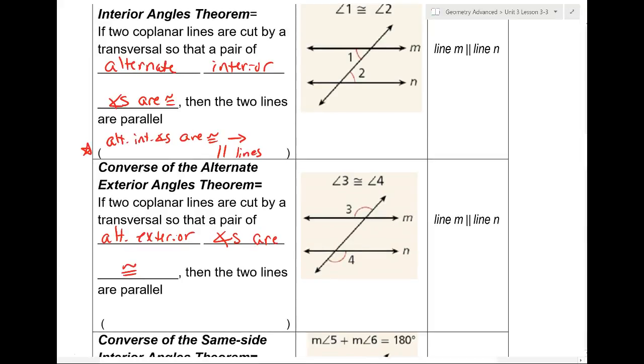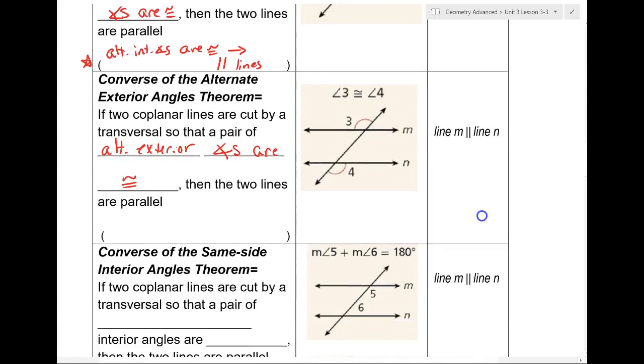So again, I need to know where I'm starting, where I'm ending. If I start with angles, I end with parallel lines. If I start with parallel lines, I'll end with angles. It's just really which one is my hypothesis? Which one do I see first? And sometimes a combination of the two will be used in a theorem.